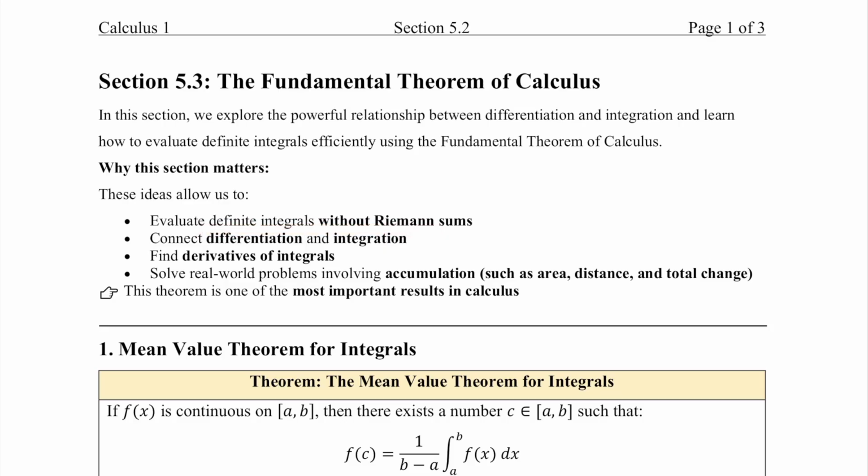Connect differentiation and integration. Find derivatives of integrals and solve real-world problems involving accumulation, such as area, distance, and total change. This theorem is one of the most important results in calculus. So what we are learning here is a big deal.